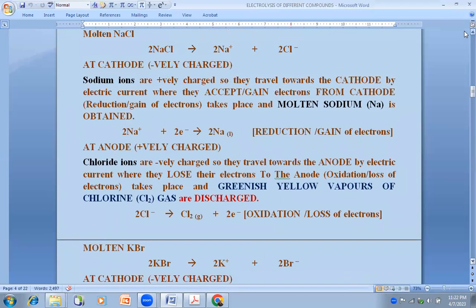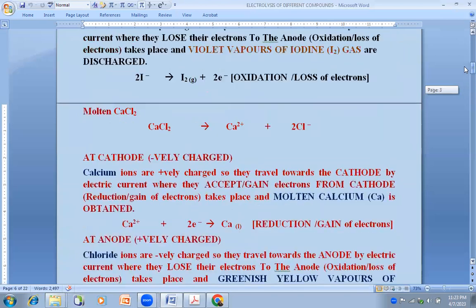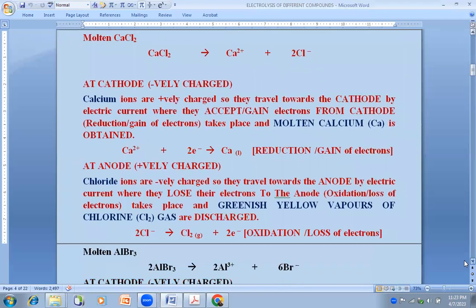What happens in the next part of the cell? The anode plate is positively charged, so chloride ions, being negatively charged, travel towards the anode by electric current, where they lose their electrons to the anode. Here, oxidation, loss of electrons, increase in oxidation number is observed. So greenish yellow vapors of chlorine are obtained. The two chloride ions lose their electrons and change into a chlorine molecule. We have the same type of answer here for molten calcium chloride.